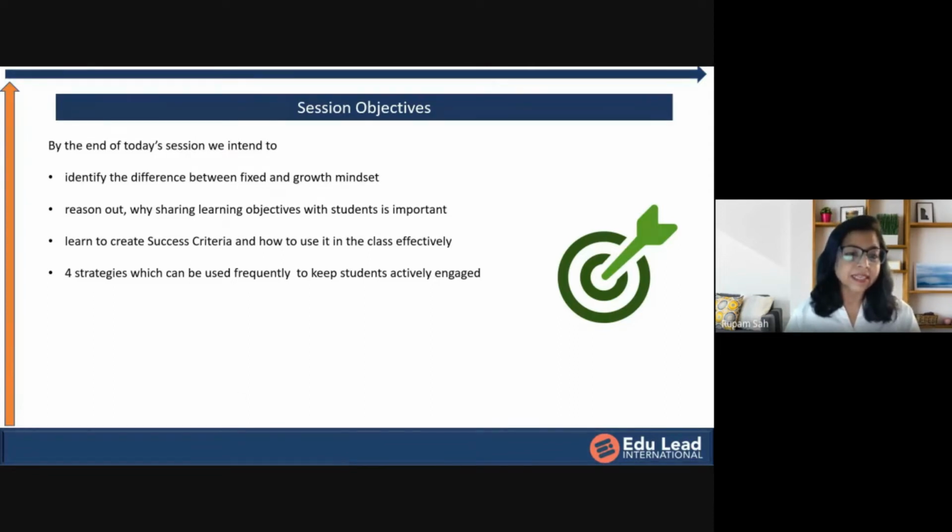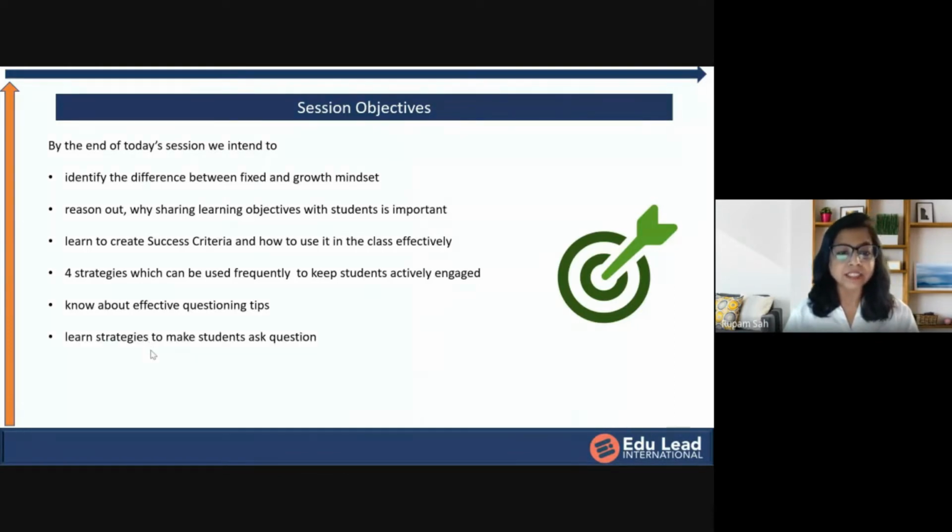Then the next agenda is to know about effective questioning tips. While we are questioning inside the class, what is the effective questioning technique which we can adopt in the class? So that's the next thing. And then to learn strategies to make the students ask questions. You know that the class should be very, very inquisitive. And how is it that we can promote questioning by the students inside the class? So we will learn some quick strategies which can be used.